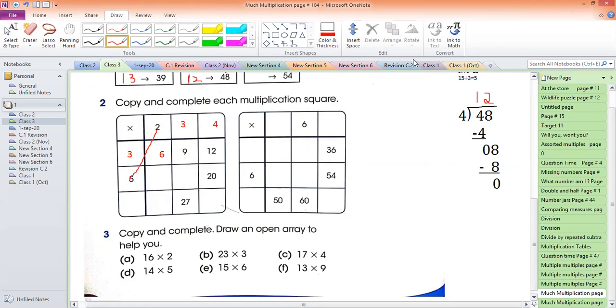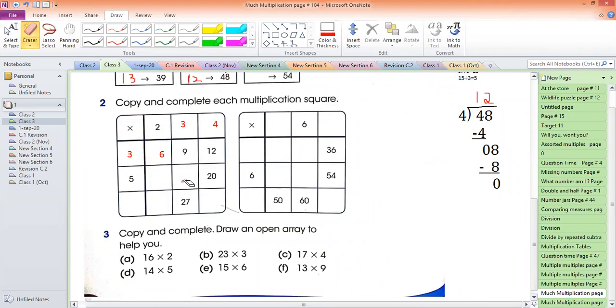5 multiplied by 2 equals 10. For this number, multiply this 5 by 3, that is 15. And for this number, multiply this 5 by 4 and check. Is this 20 or not? Yes. Good.